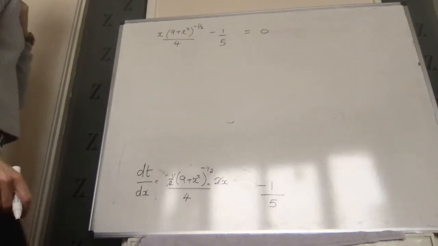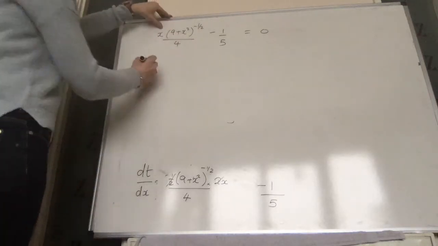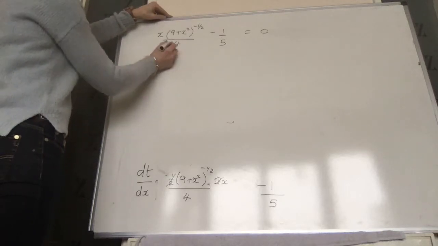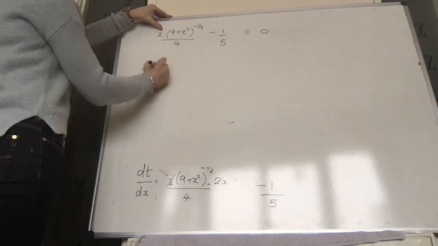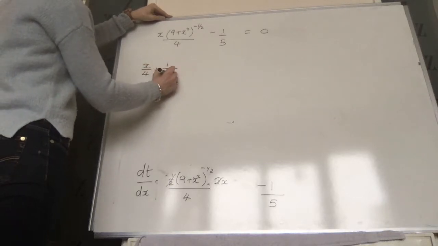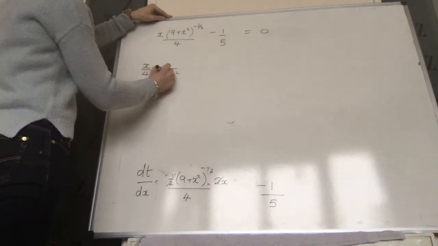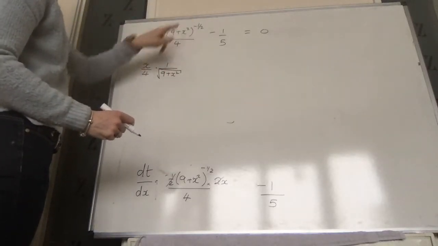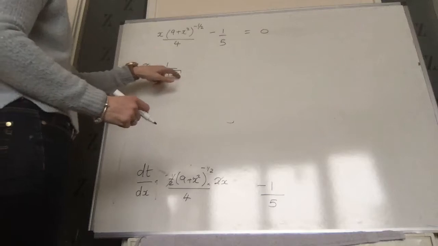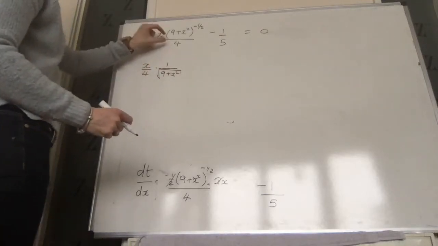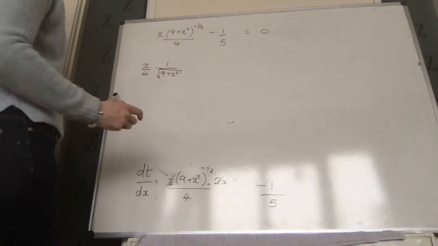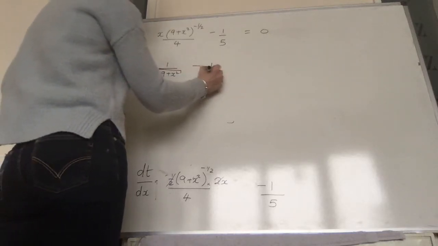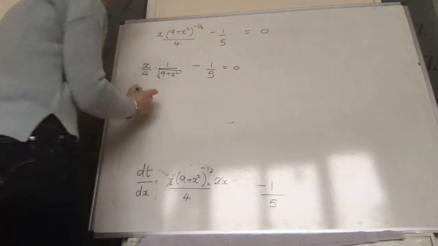Okay? Now, let's have a look at this here. That's x. That can be written as x over 4 times 1 over the square root of 9 plus x squared. Remember, 9 plus x squared to the power minus a half is 1 over 9 plus x squared to the power of a half. And I'm just splitting out the x over 4 here. And minus 1 over 5, and we want to put that equal to 0.